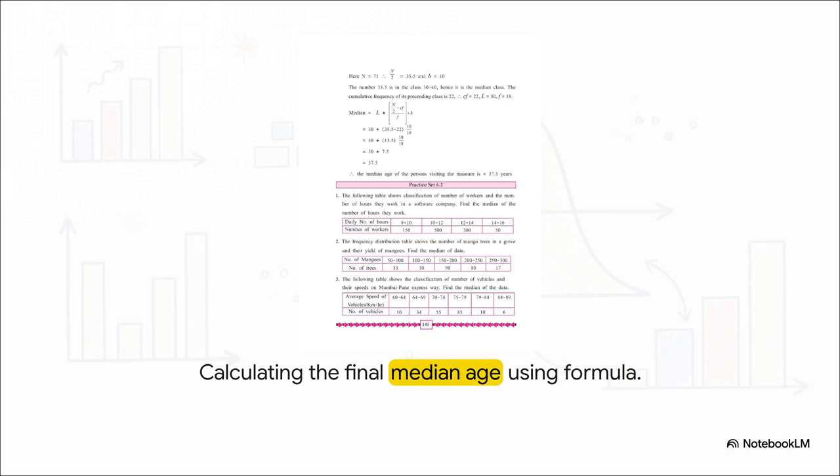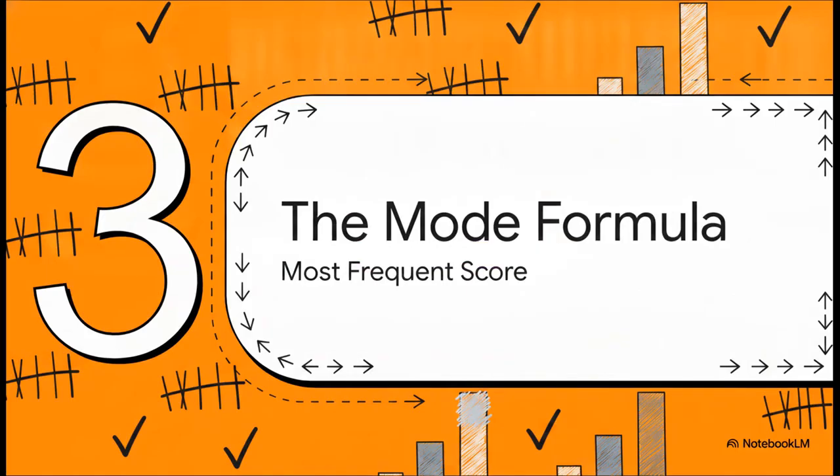We plug our numbers into the formula. L is 30, CF is 22, F is 18, and H is 10. Doing the simple math inside the brackets first, we discover that the median age of the museum visitors is exactly 37.5 years. Wonderful.